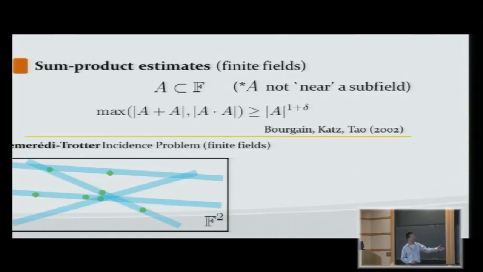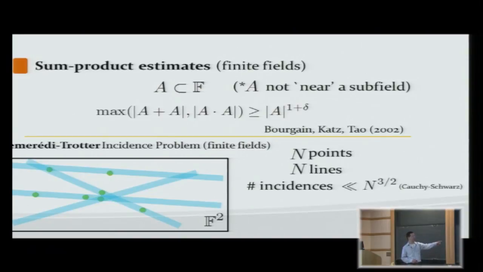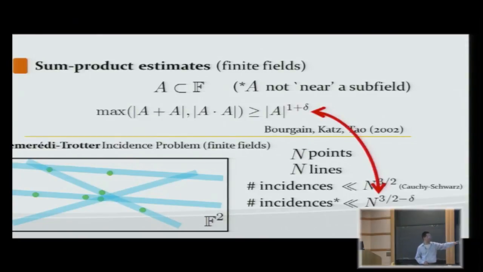So you have n lines and n points, and you want to know how many incidences there are. And so the Cauchy-Schwarz bound used earlier is n to the 3/2, and you can get a slight improvement on this from a sum-product estimate. And it turns out that if you can improve this with a slight improvement, then you can actually get an improvement on sum-product. So at least they're equivalent.